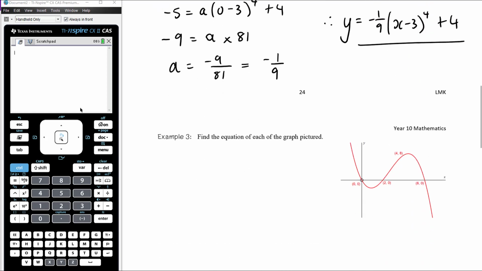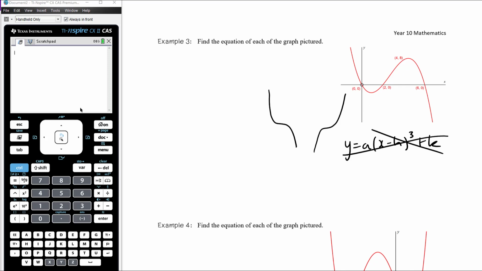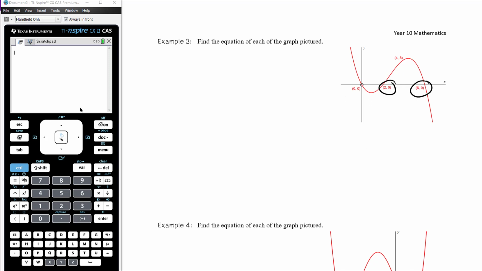Okay, let's have a look at the third example. So clearly it's a cubic. Okay, we've got 3 x-intercepts here. It's not a cubic of this form or this form, so it's not going to be an equation of this form. And so what we want to instead use here is the 3 x-intercepts to start us off with the factorized form.